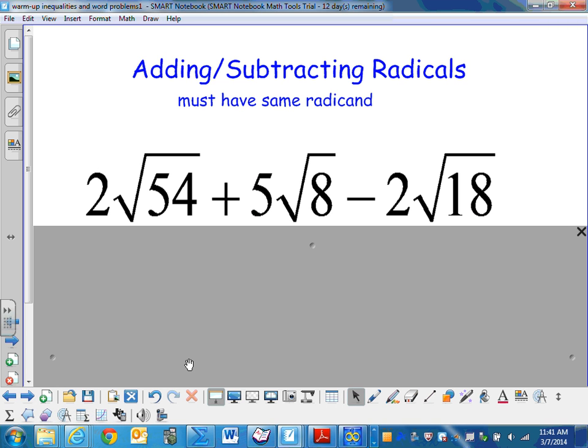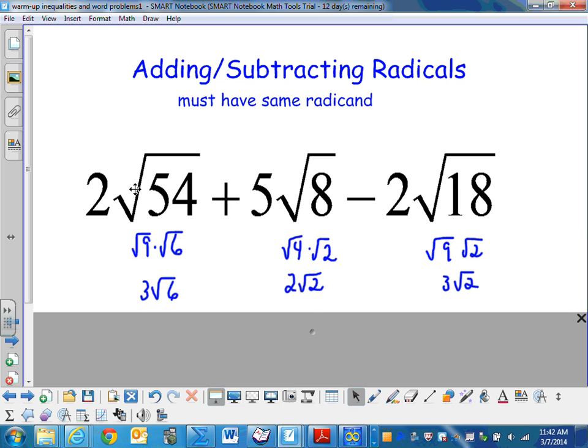But sometimes when we add and subtract radicals, we start off with different radicands, different numbers under the radical sign. So we need to simplify them and see if we can combine them. So here we have 2 times the square root of 54 plus 5 times the square root of 8 minus 2 square roots of 18.